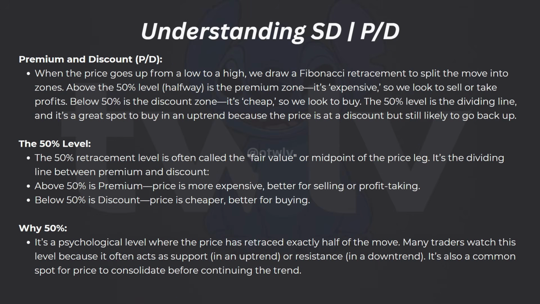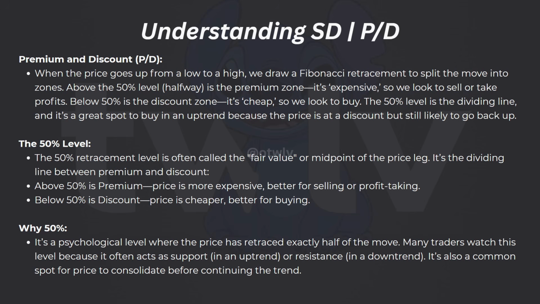Understanding premium and discount. When price goes from a low to a high, we draw the Fibonacci to split the move into zones. Above the 50% level, halfway of the range, is a premium zone. It's expensive, so we look to sell or take profits. Below 50% is a discount zone. It's cheap, so we look to buy, because we buy low, sell high, right?